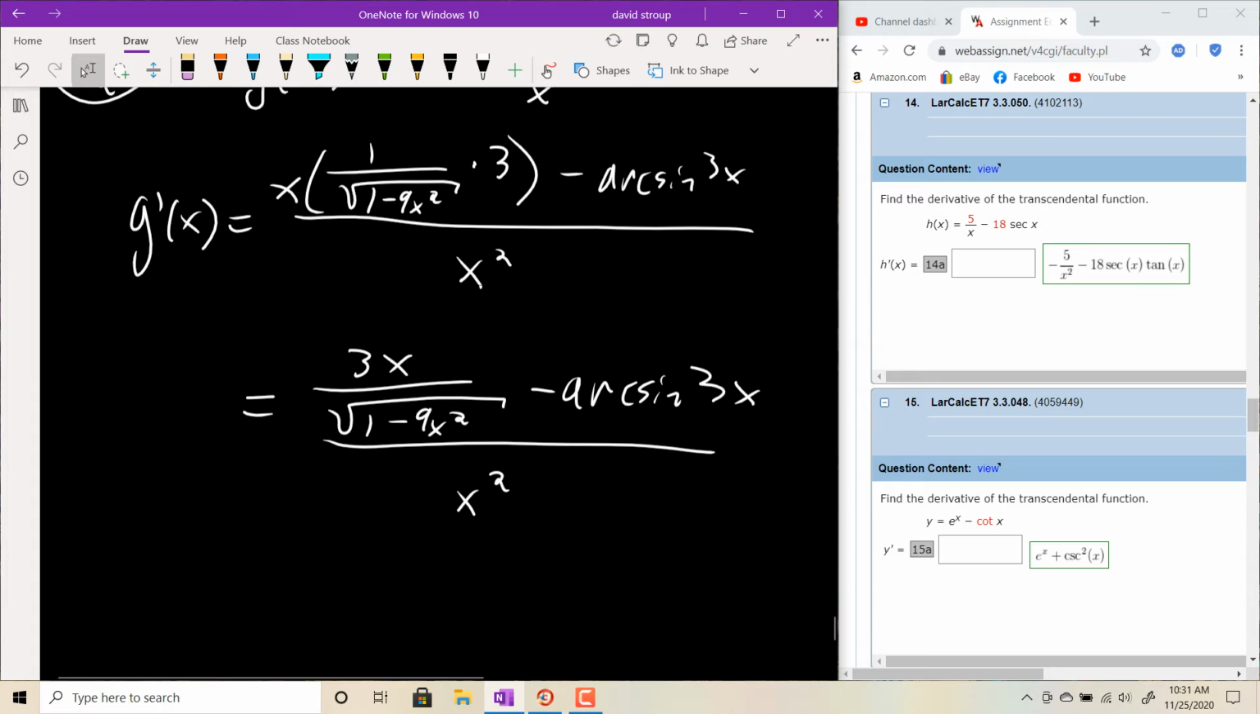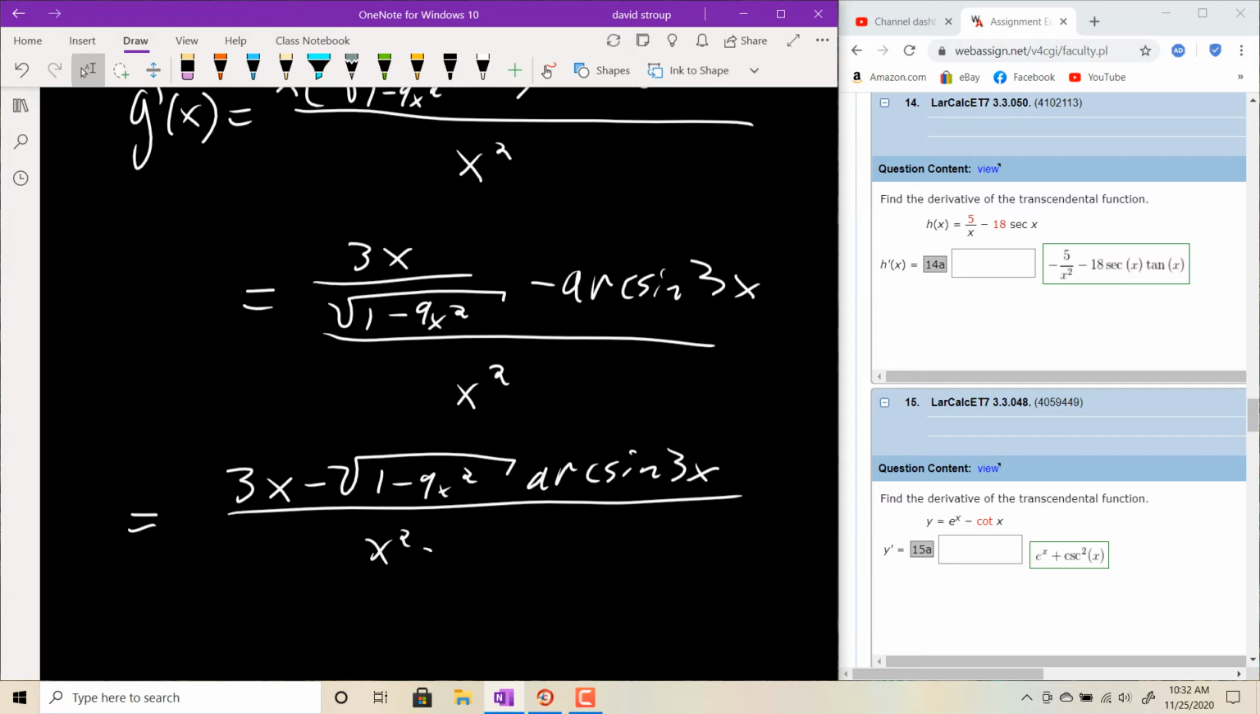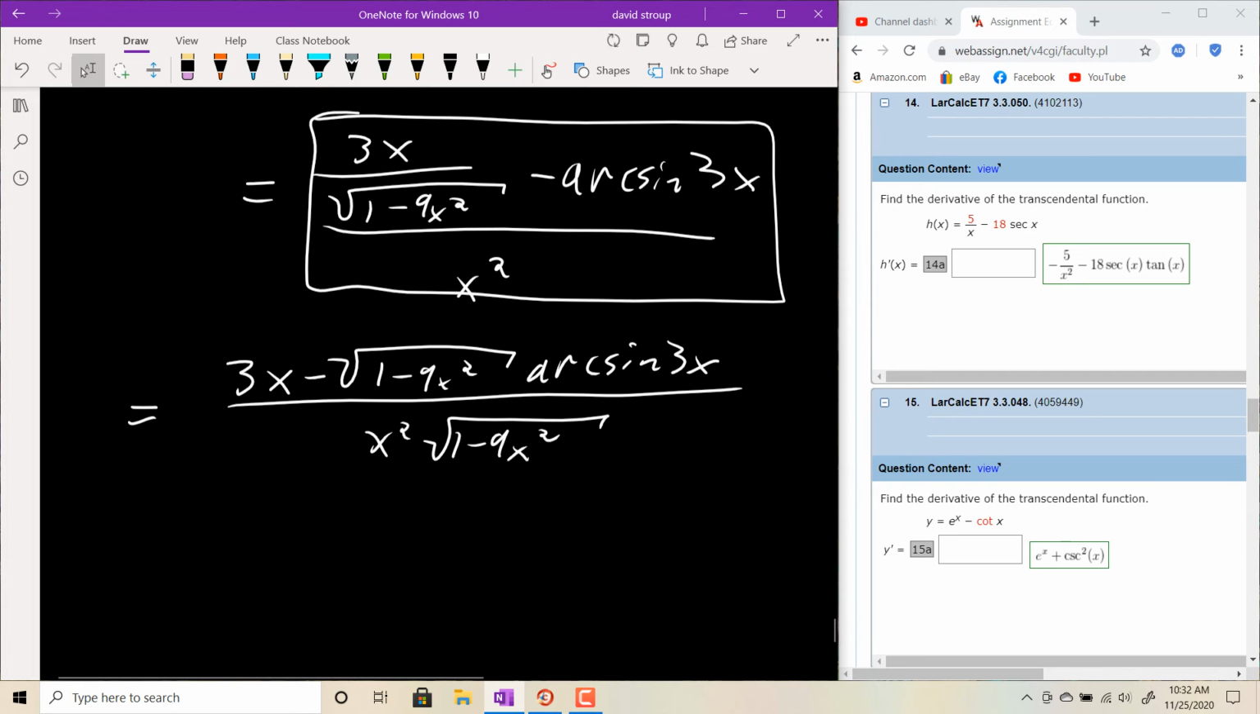If you're worried, you can multiply by the square root of 1 minus 9x squared on top and bottom. You'll get 3x minus the square root of 1 minus 9x squared times arc sine of 3x all over x squared times the square root of 1 minus 9x squared. Okay. But I think you're allowed in WebAssign to just leave it like this. Okay, that's 3.6.